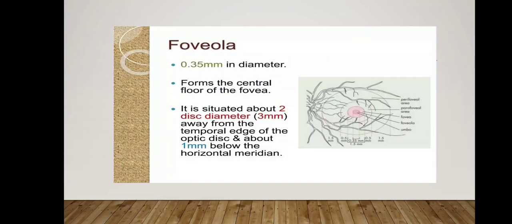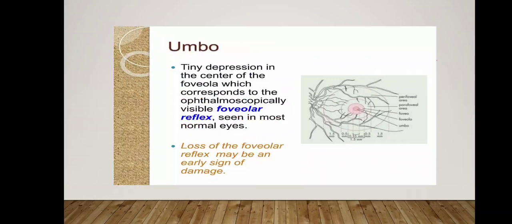Foveola, 0.35 mm in diameter. It forms the central floor of the fovea. It is situated about 2 disc diameters away from the temporal edge of the optic disc and about 1 mm below the horizontal meridian. Umbo is a tiny depression in the center of the foveola which corresponds to the ophthalmoscopically visible foveolar reflex seen in most normal eyes. The loss of the foveolar reflex may be seen as an early sign of damage.